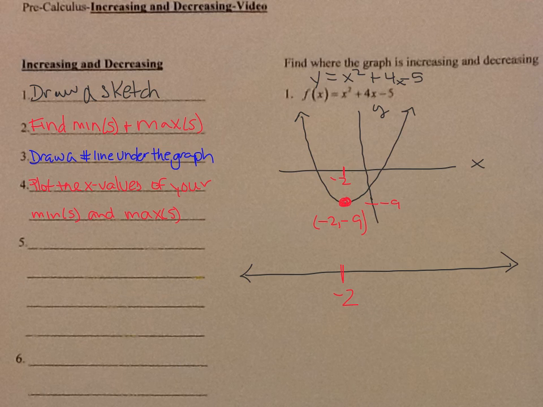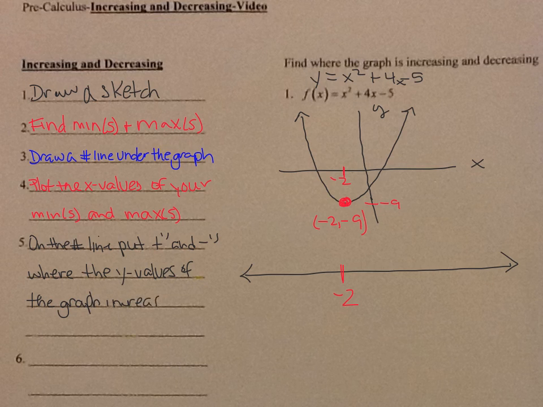Okay, so now on the number line, so this is step 3. No, sorry, this is step 5. On the number line, you're going to put pluses and minuses where the y values of the graph increase. The increase is where you're going to put your pluses, and decrease. And the decrease is where you're going to put your minuses.